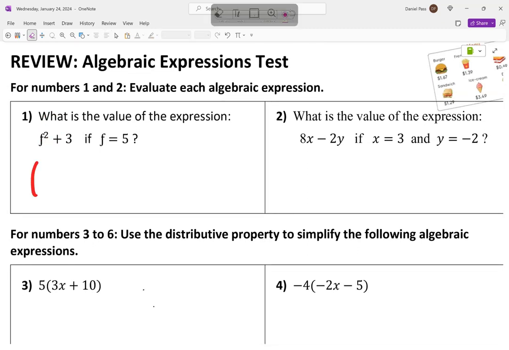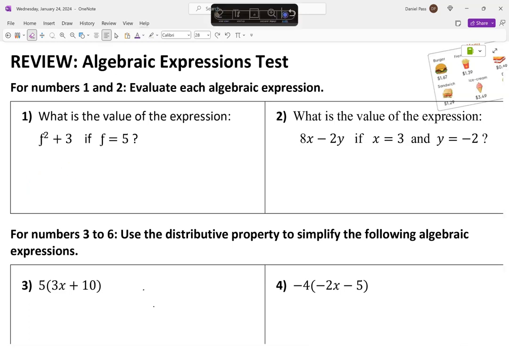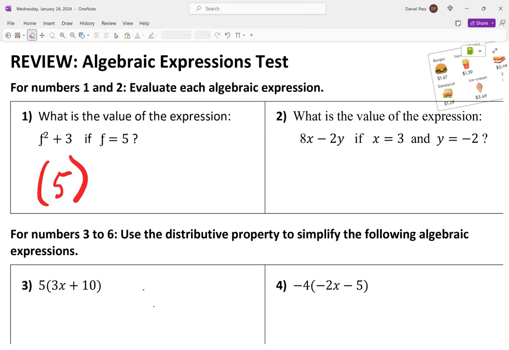Now, we want to write it with parentheses. Sorry to interrupt you there, Christian. That's all right. We want to write, instead of the F, we're going to use parentheses. Everybody make sure this is on your paper, because this is how you show your work. Okay. And we're going to write the squared plus three. Okay. How do we do that, sir?